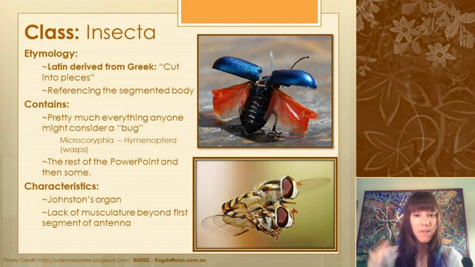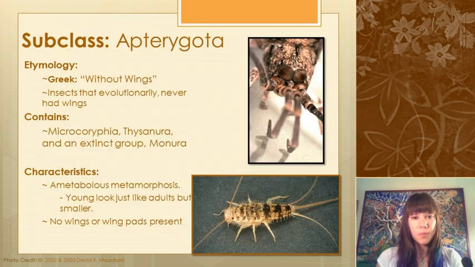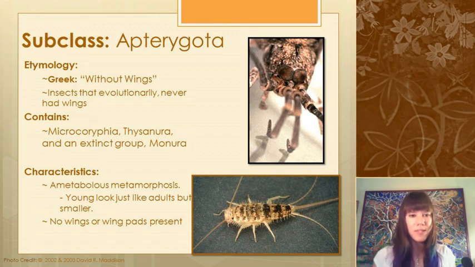The characteristics for insects are that, again, they have 6 legs and 3 segmented body parts, but they also have the Johnston's organ, which is that thing that I talked about, which is in the antennae and senses movement across the antenna, and they also lack musculature beyond the first antennal segment. We're in this natural group right now called Apterygota, which just means you don't have wings. Pterygota is just winged insects, and A is without. So without wings, here we are.